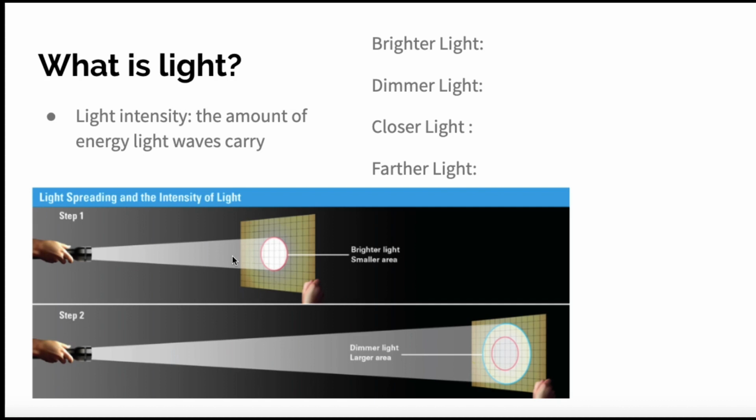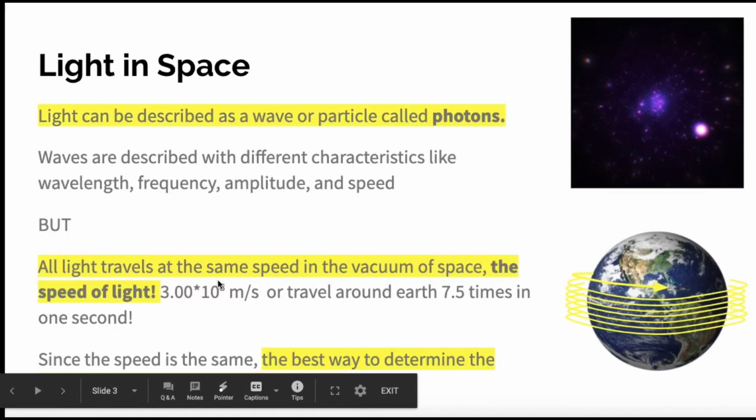If a light is closer, the intensity will increase, just as if the light source is further away, the intensity decreases. In this diagram, you can see the same light source with varying distances and how it changes the area the energy is spread across or scattered, and how the intensity of the light changes.